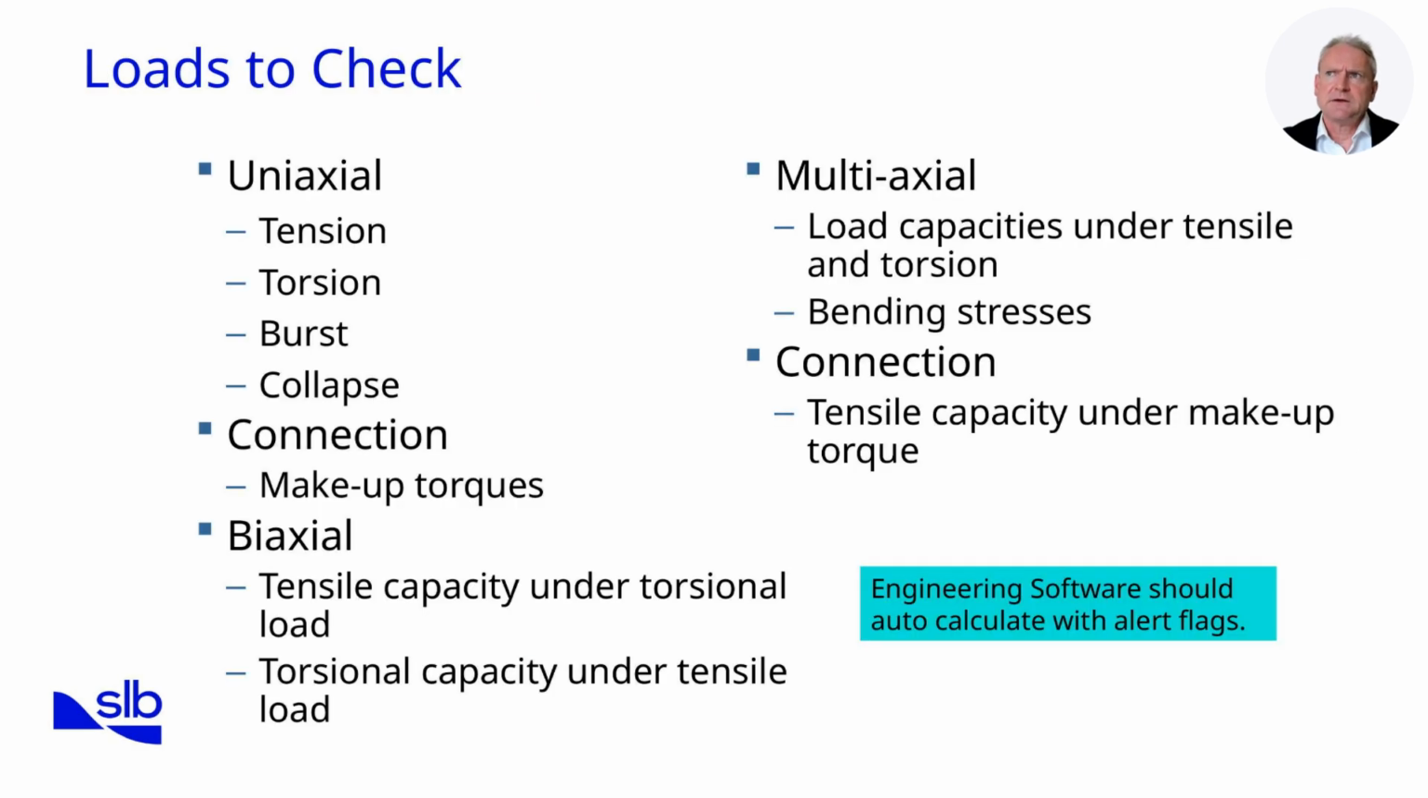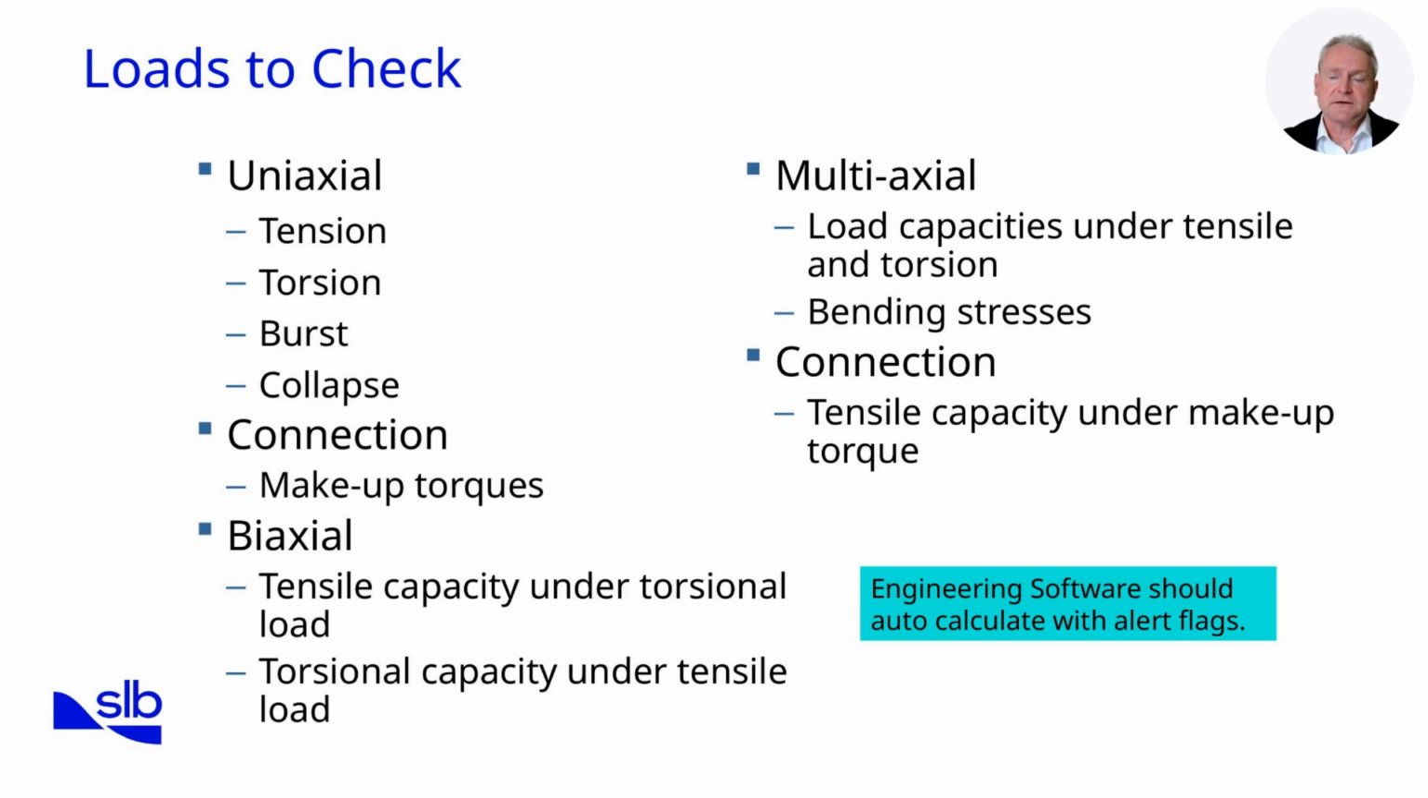A thorough overload design must evaluate multiple load types. The simplest are uniaxial loads, where tension or torsion is considered separately. For tension, the useful design load is calculated from the design factor and the pipe's minimum yield strength. For torsion, the operating torque must be below either the pipe's torsional yield or the connection makeup torque, whichever is smaller. Burst and collapse loads are also checked. Burst is caused by higher internal pressure than external, while collapse is the opposite.